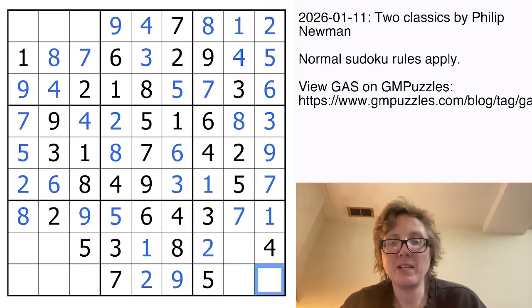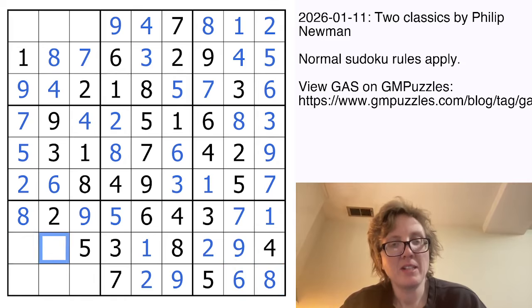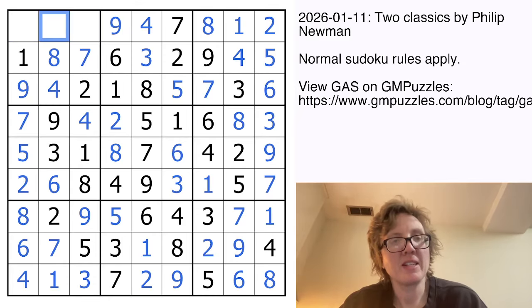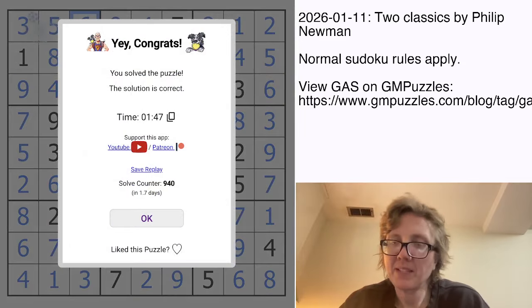Now to finish column 9, we just need an 8. Here we need a 6 and a 9 to finish that column. And we need a 6 and a 7 to finish off this row. Our last 3 digits here are going to be 1, 3, and 4, like that. And our last 3 digits here are going to be 3, 5, and 6, like that. And that's how you solve Philip Newman's 32-digit tour.